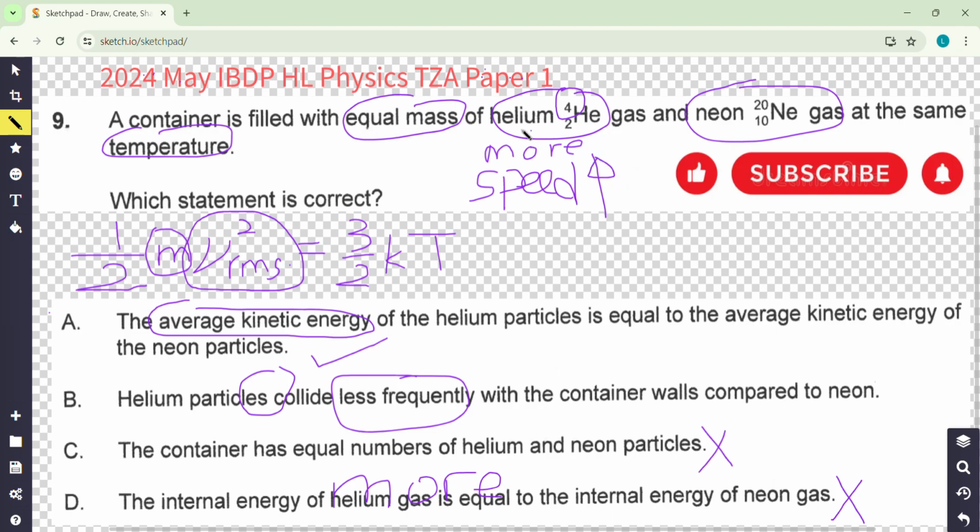So what will happen? More molecules move faster. Of course, when they move around the container, they collide with the container with a higher frequency of collision, right? So wrong again. So as long as you got this result, then you can be confident. One correct and three incorrect, so you should be confident to choose A.